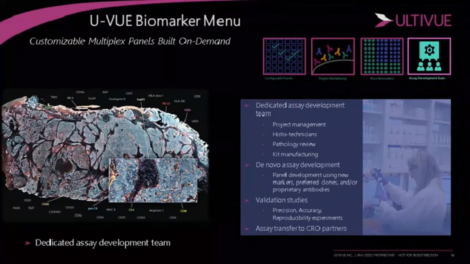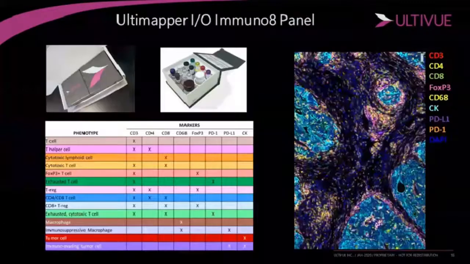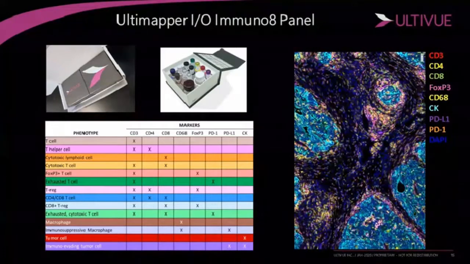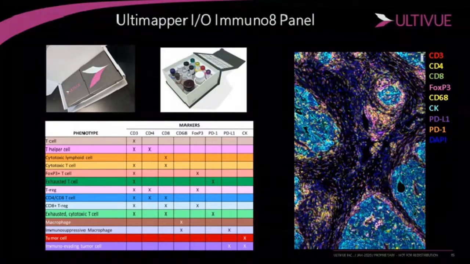So I want to give you now an example of the 8-plex that we have recently launched, which we call Ultima per IO Immuno-8 panel. And this will also be the focus of the next presentation on the analysis side. So in this kit, we have the main markers of immune cells, like T cells, for the identification of different functions of those T cells with the CD3, CD4, CD8, FOXP3, and PD1, but also some markers for macrophages like CD68 and a tumor marker, pancytokeratin.